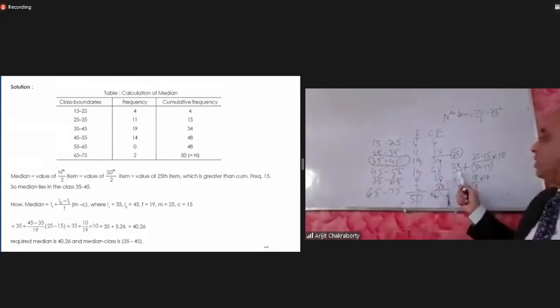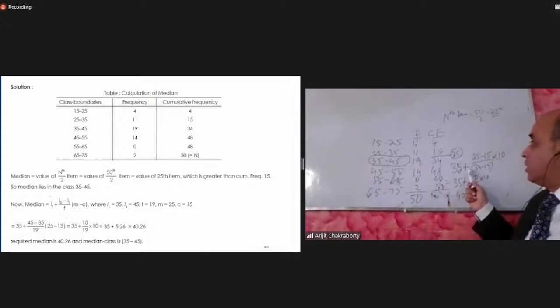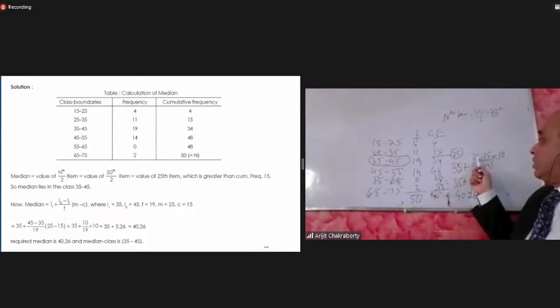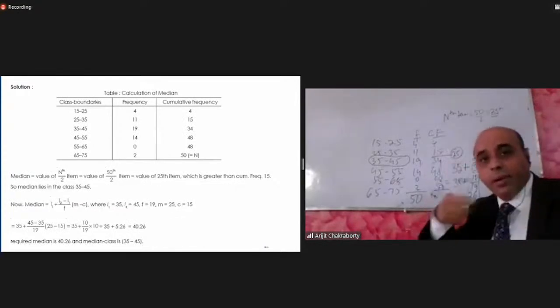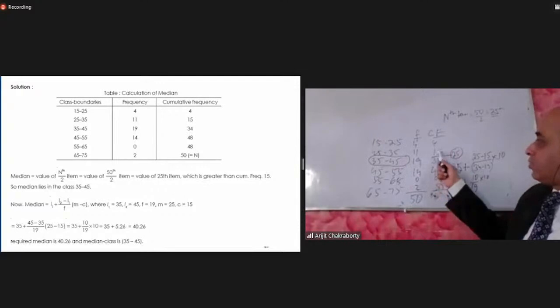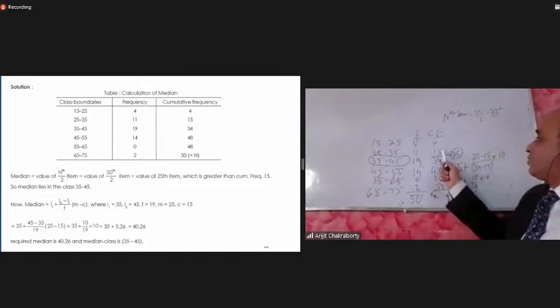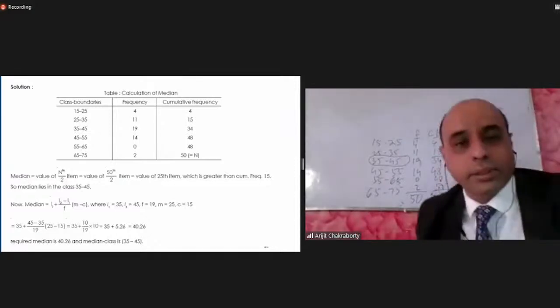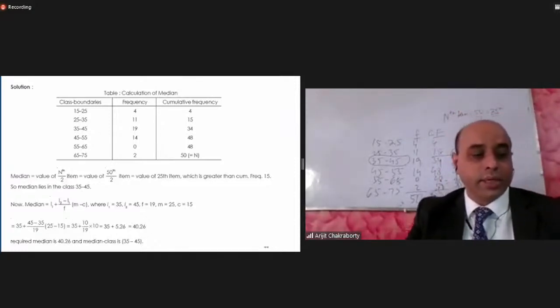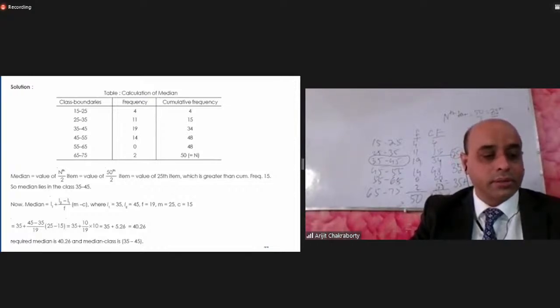And the formula will be 35, the lower limit of the median class, plus 25, the position, minus 15, the cumulative frequency of the preceding class, divided by 34 minus 15, where 34 is the cumulative frequency of the median class, into 10, the class interval. Okay, so in this way we can do it. Median is 40.263. Yes, good.